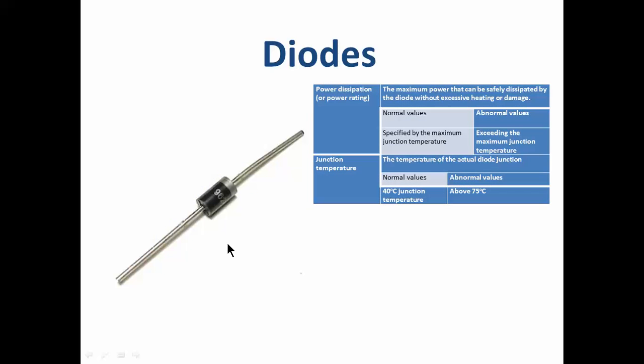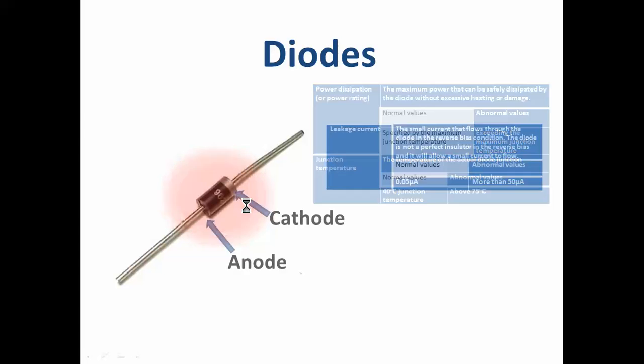The power dissipation and the junction temperature are related. We don't want this junction temperature in there to exceed about 40 degrees, so we want to keep this cool, and that's going to really depend on the current that's flowing through it. So we want to restrict that current and keep that temperature there below 40 degrees.